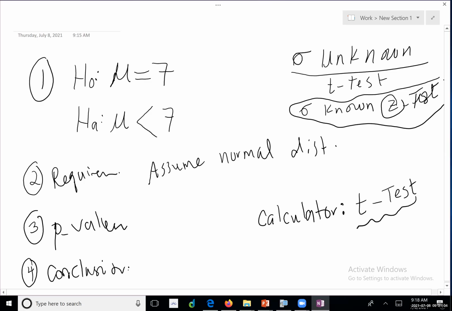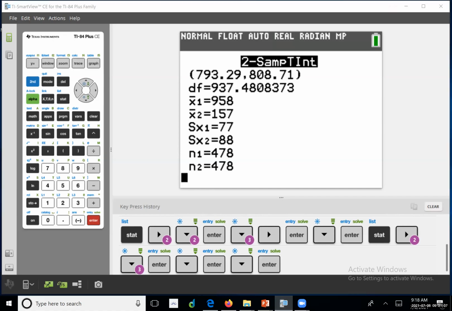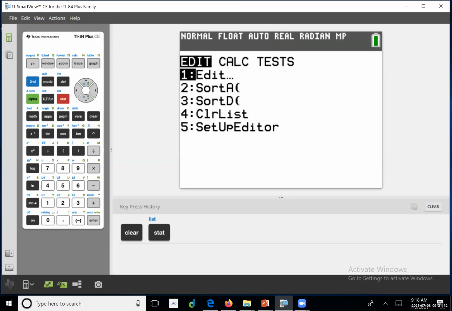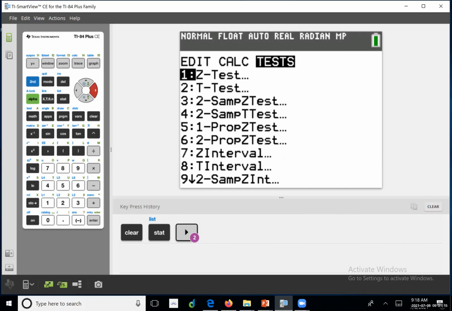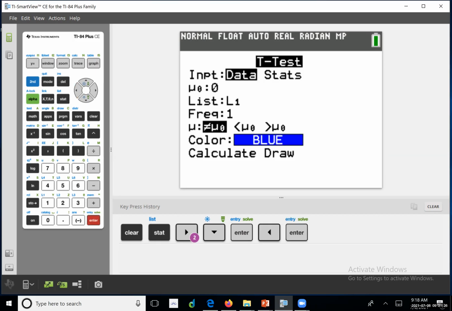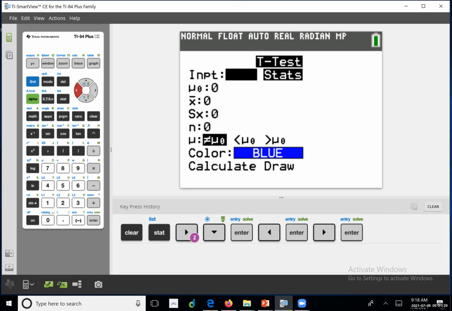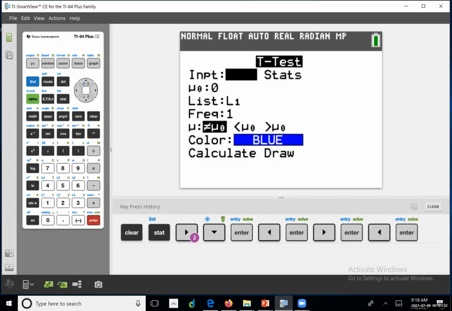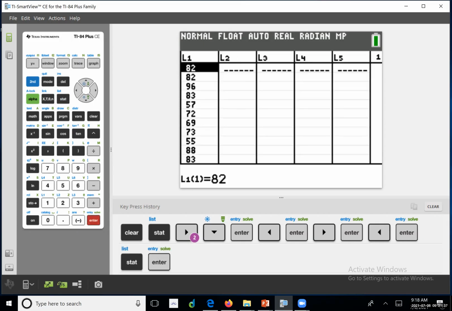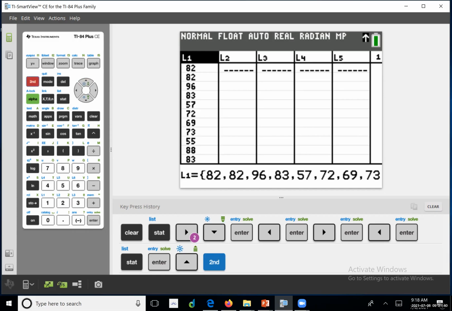So grab your calculators. Go to stat, go to t-test. Do you see you have data versus stats? In this case they also gave you stats, but let's just use the data. If you want to use data, you need to introduce your data to your calculator. So go ahead and put the data in L1.